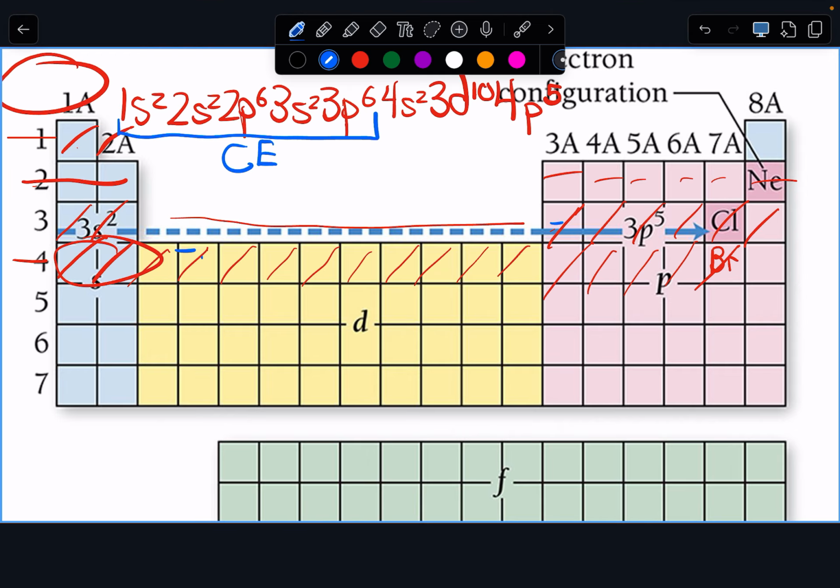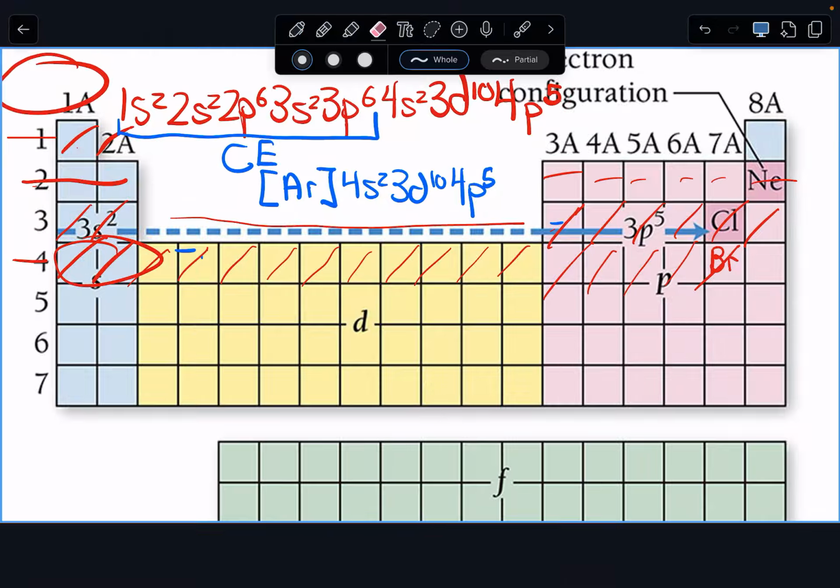And the way we do that is we take this element. So if we're in bromine, we want to go up one level, but over to the noble gas. Like if we were doing chlorine, we would go to neon. If we were doing fluorine, we would go to helium. So for bromine, I'm going to go up to argon. And we're just going to say argon, 4s2, 3d10, 4p5. So what we're saying is, hey, do the electron configuration for argon, and then it's the rest of this stuff.